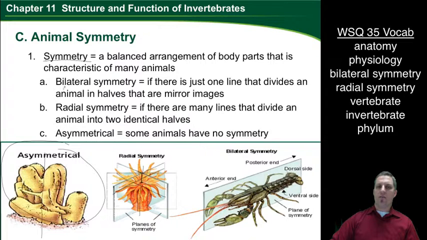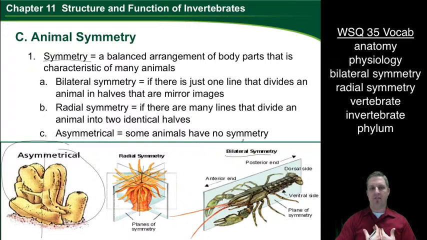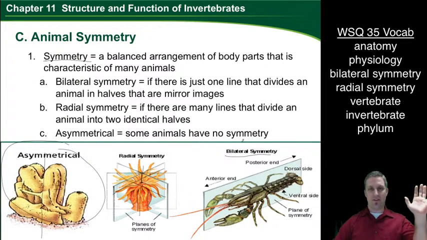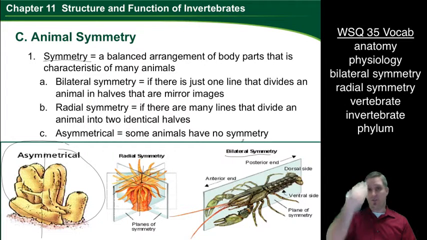And then there's also one more type, which is known as bilateral symmetry. Bilateral symmetry is where there's just one line that divides an animal in halves, and those halves are mirror images. Are they going to be exactly alike? No. But take, for example, myself. I have bilateral symmetry. So do you. We have a right arm and a left arm, a right eye and a left eye. If you cut a line straight down the middle, we would see bilateral symmetry. This example of this lobster, bilateral symmetry. If you cut it down, there's going to be a right side and a left side.